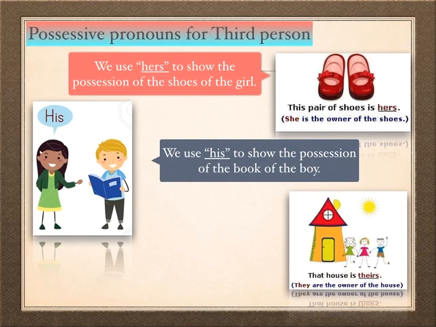Let's study the third image. It says that house is theirs. So it means that the house belongs to them. They are the owner of the house.